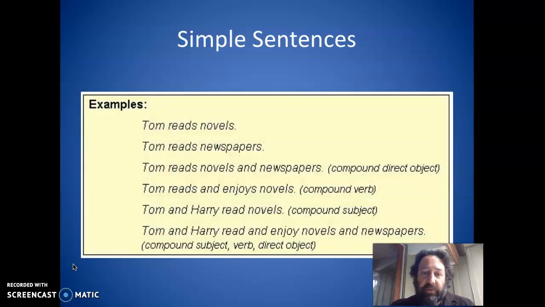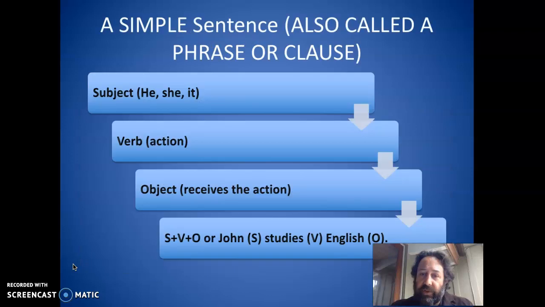So here goes over simple sentences. A simple sentence has three parts: one subject, one verb, one object. Like in this first one here, Tom reads novels, or let's look at these examples here. John studies English. As we see here, the subject is the person doing the action, the verb is the action, and the object receives that action.